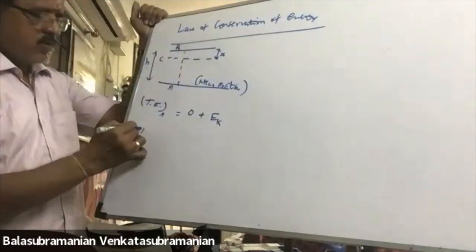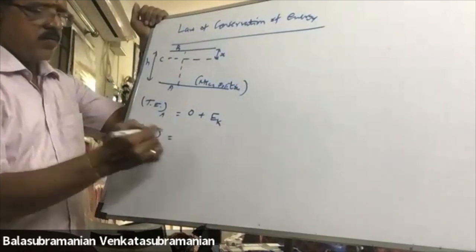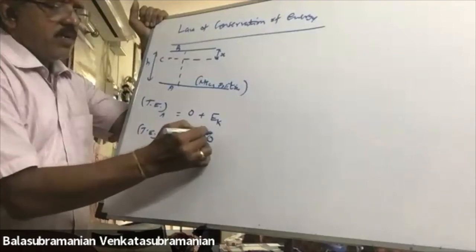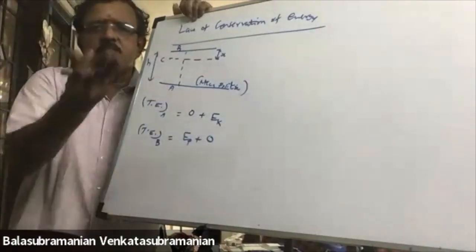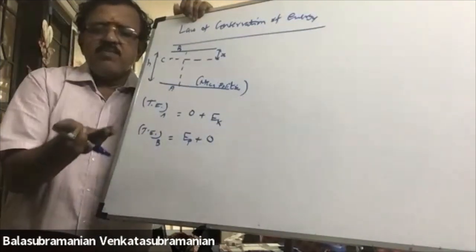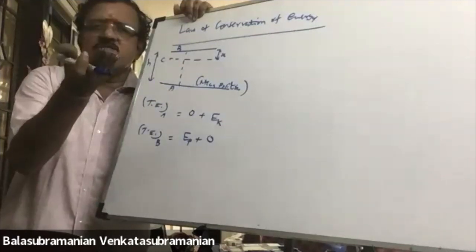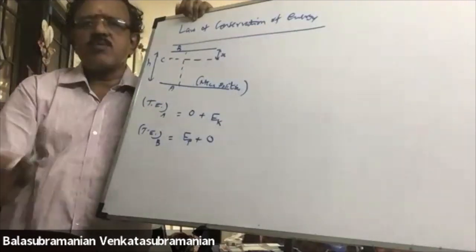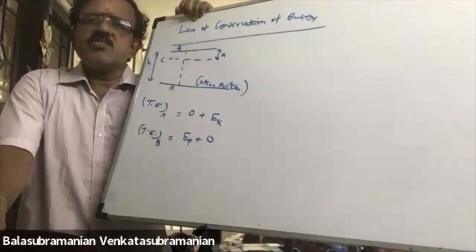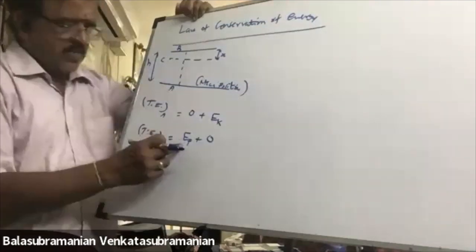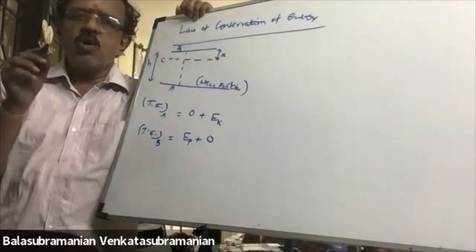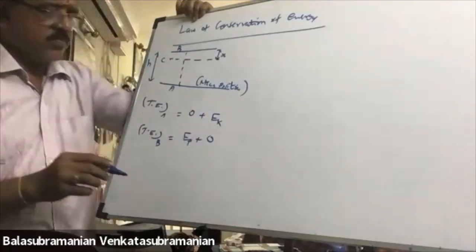Here, total energy at B. Simple. Potential energy is maximum. Kinetic energy is zero because you are projecting a body. When you project a body, you are throwing a stone upwards. Velocity goes on decreasing. At the highest point, velocity is zero, and then it comes down. So you can say kinetic energy is zero at the extreme position. Potential energy is maximum. So at the highest point, the whole energy is due to potential energy only.